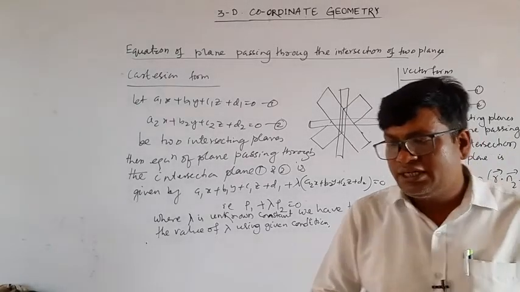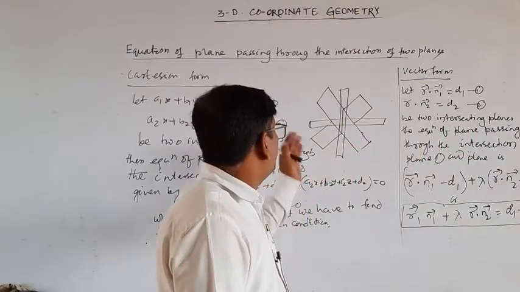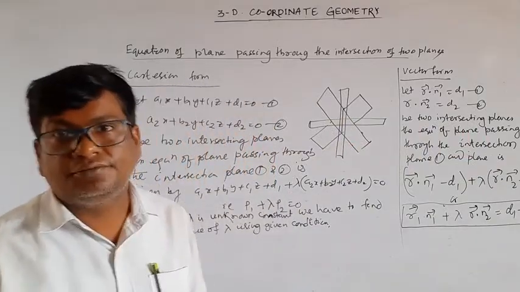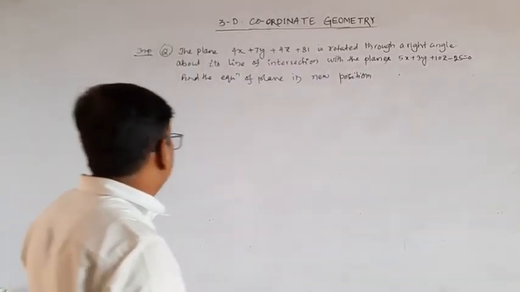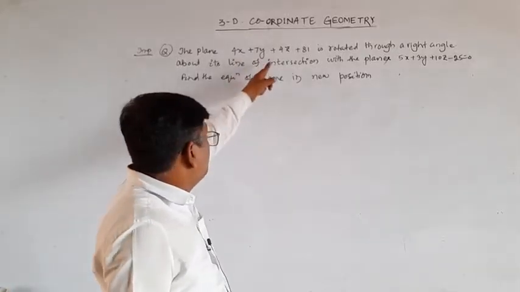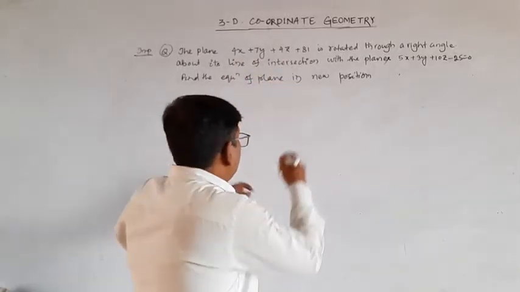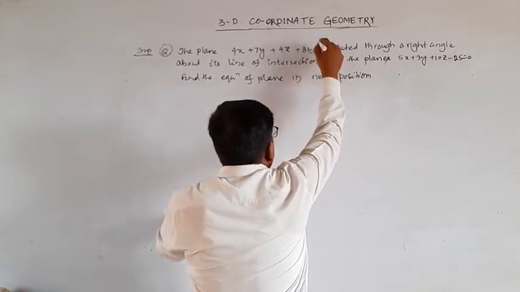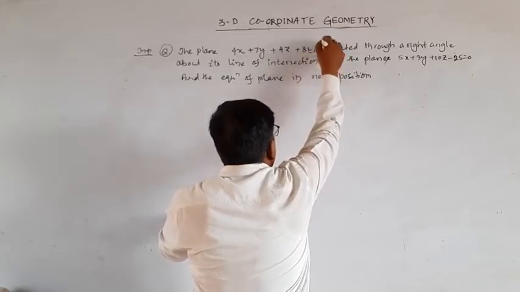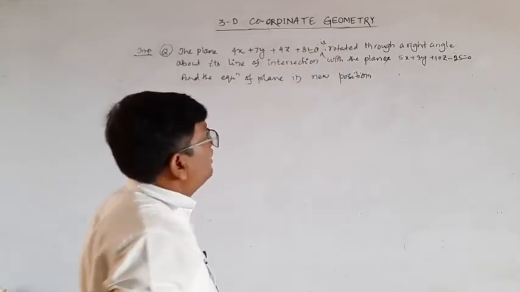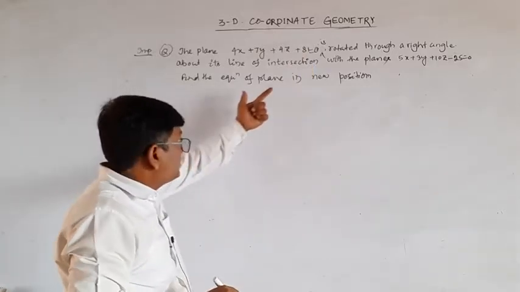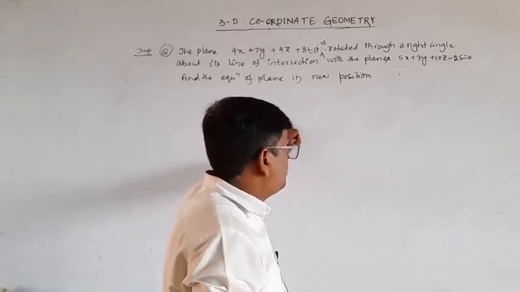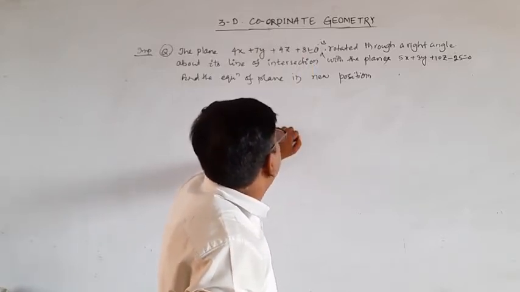Now two questions regarding the plane passing through the intersection of two planes. This is a very important question. The plane 4x plus 7y plus 4z minus 81 is equal to 0 is rotated through a right angle about its line of intersection with the plane 5x plus 3y plus 10z minus 25 is equal to 0. Find the equation of plane in new position.